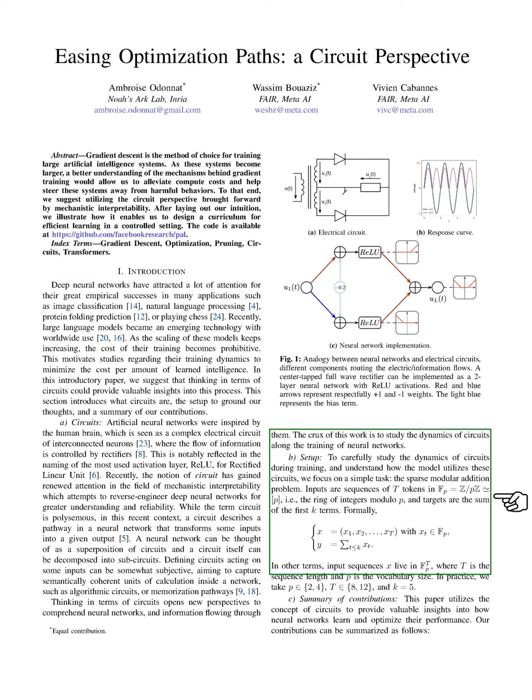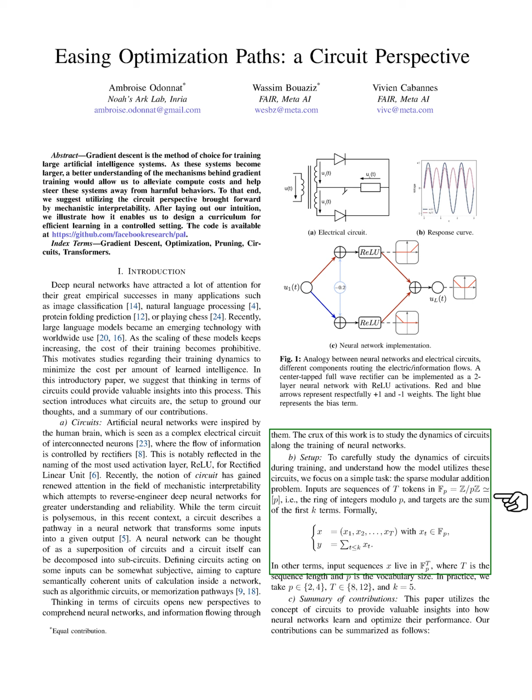To study the dynamics of circuits during training, we concentrate on a straightforward task, the sparse modular addition problem. Here, our inputs are sequences of tokens in a specific mathematical structure, and the targets are the sums of the first few terms. We define our input sequences in a way that allows us to work with different vocabulary sizes and sequence lengths. Our contributions in this paper revolve around using the circuit concept to shed light on how neural networks learn and enhance their performance.